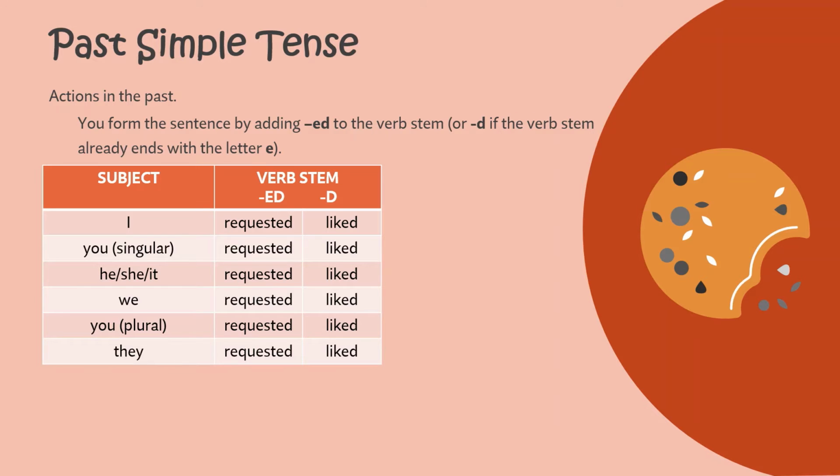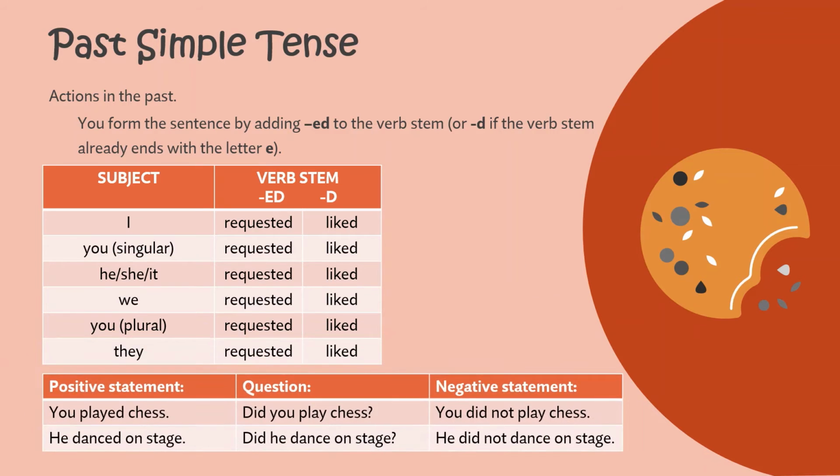In a positive statement, you have you played chess. In the question, did you play chess? And in a negative statement, you did not play chess. These are all referring to actions that have already happened in the past.